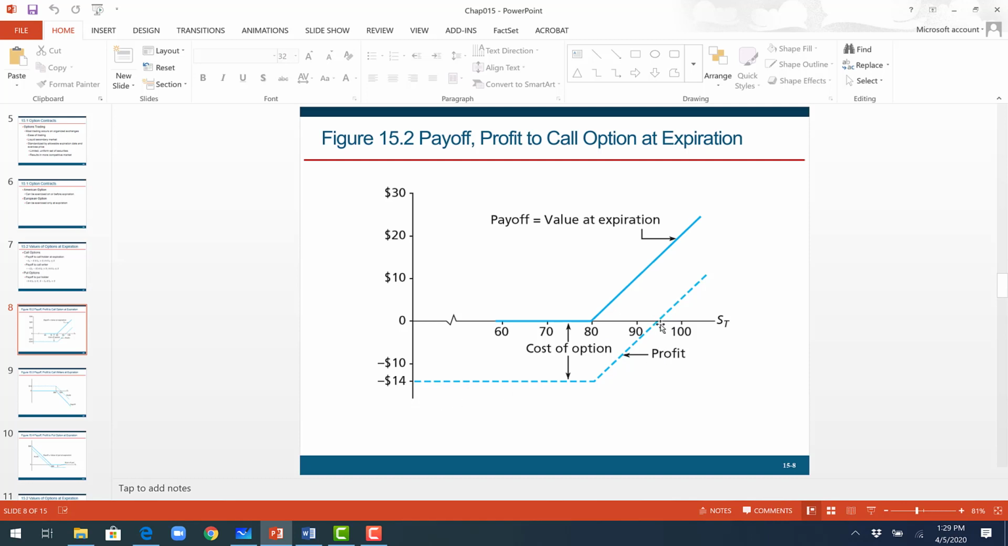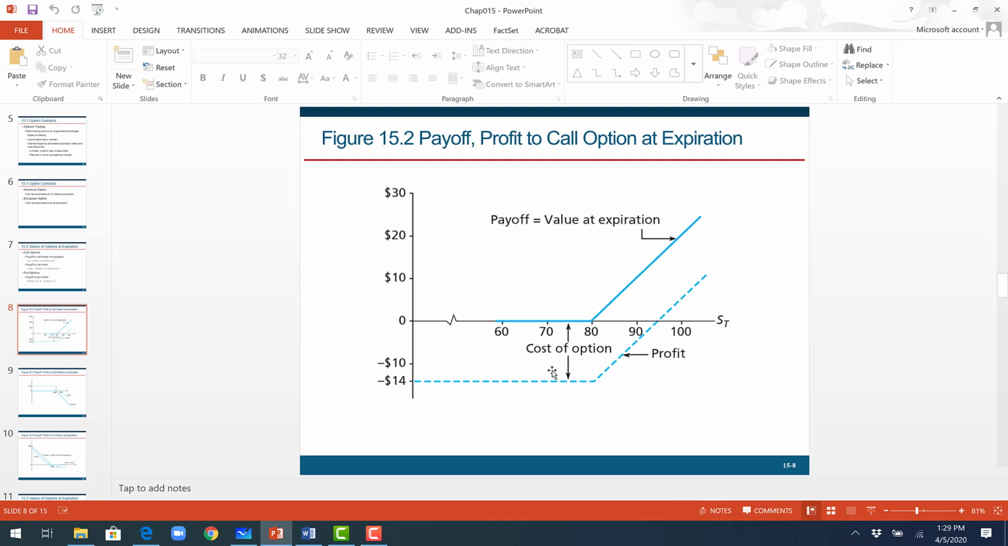So 94 is the break-even point, and the buyer starts to make a positive profit beyond stock price of 94, right? And then this can just keep going higher. Again, as we said before, the maximum possible gain is unlimited because there is no upper bound on the stock price. The maximum possible loss is just the premium, right? So this is for the call buyer or call holder.